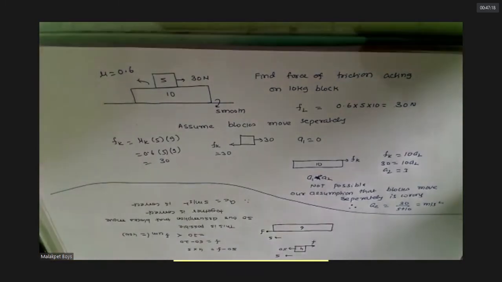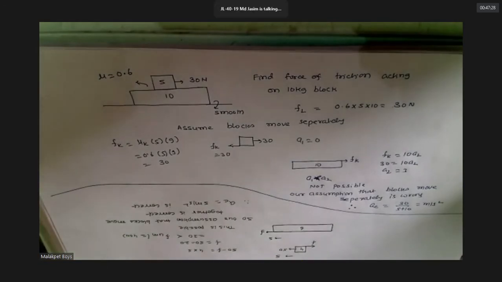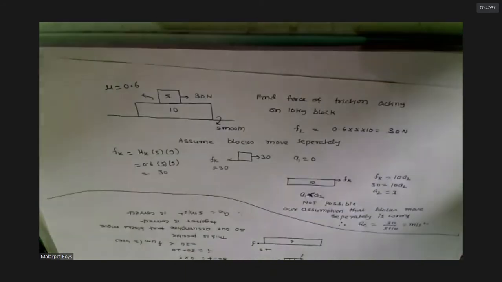Got it by the second method? You got friction? How much did you get? 20 newton. Limiting friction is 30. 2 meter per second square. So you can assume the acceleration separately, or you can assume they are moving with common acceleration. Your wish. Okay, so the next one, let us see.